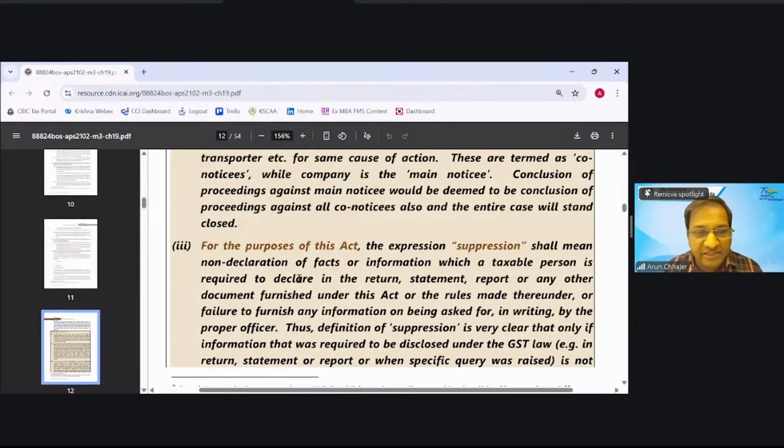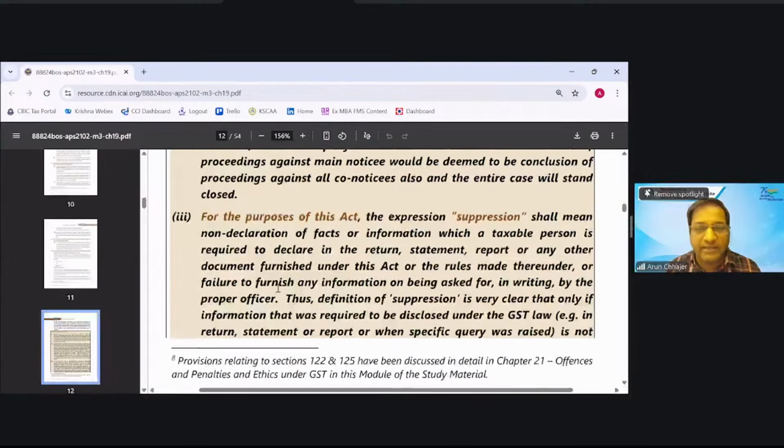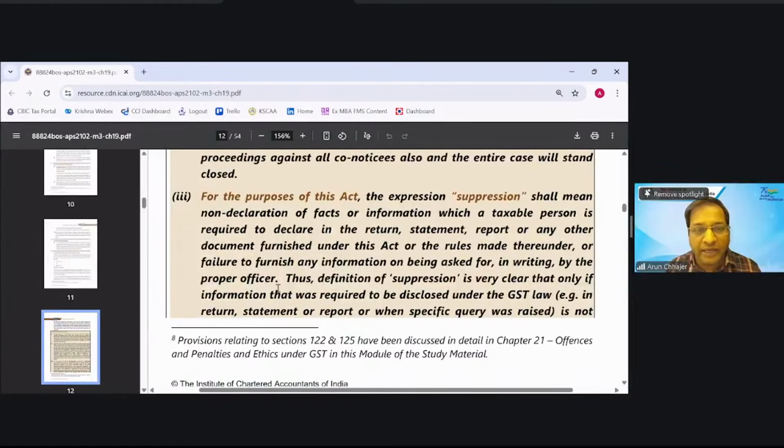The expression suppression shall mean non-declaration of the fact or the information which a taxable person is required to declare in the written statement, report, or any other document furnished under this Act or the rules made thereunder, or failure to furnish any information on being asked for in writing by the proper officer.